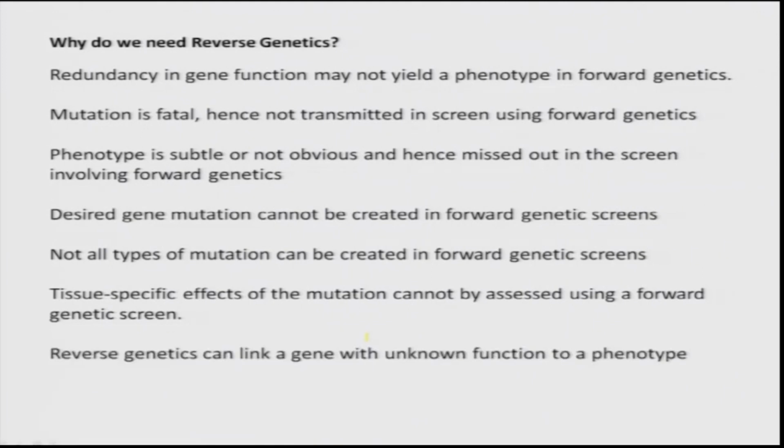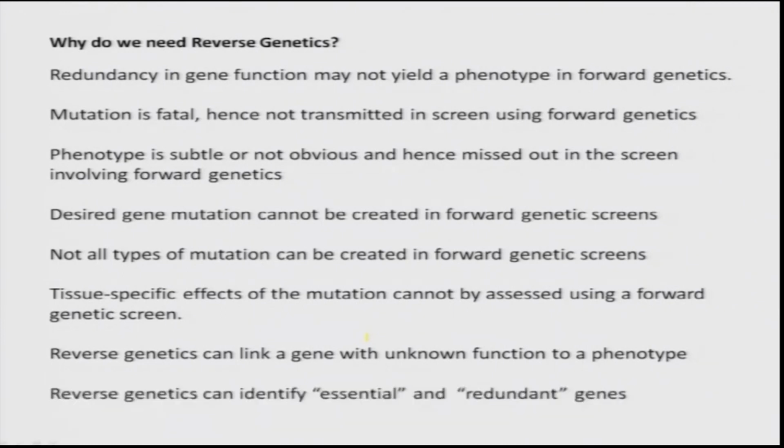And then another important thing is that reverse genetics can link a gene of unknown function with a phenotype. So, you understand the function of the gene, and finally you can classify which genes are essential for survival, and which genes are redundant for survival. When you do reverse genetics, you create a mutation, they do not die, they are normal, which you would have missed out if you did forward genetics.